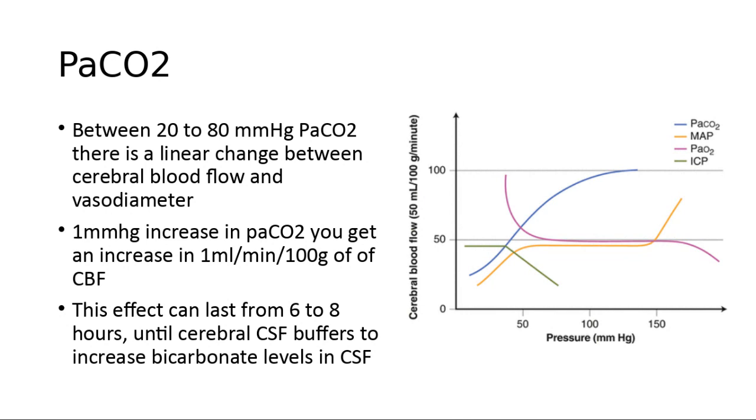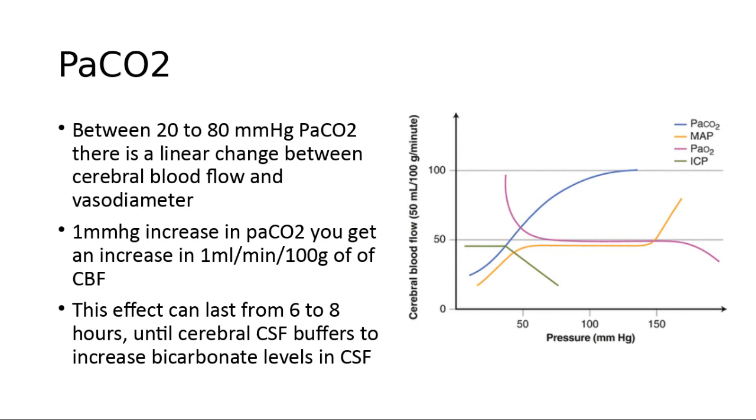We use this intraoperatively to help manage increased ICP. We often hyperventilate patients to increase their cerebral vessel constriction to allow for a reduction in ICP. Hyperventilating patients can result in vasoconstriction and decreased ICP for about 6 to 8 hours. After a prolonged duration of hyperventilation, the CSF can reset its buffer and increase bicarbonate levels, resulting in the lost ability to maintain that cerebral vasoconstriction and decreased ICP.